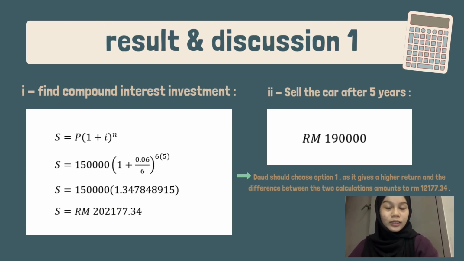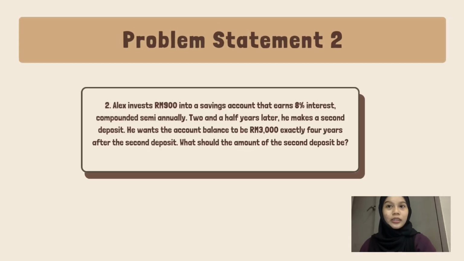So for the final answer, Daud should choose option 1 because it gives a higher return, and the difference between the two calculations amounts to 12,177 ringgit 34 cents. For the next problem statement of compound interest, let's invest 900 ringgit into a savings account that earns 8% interest, compounded semi-annually.